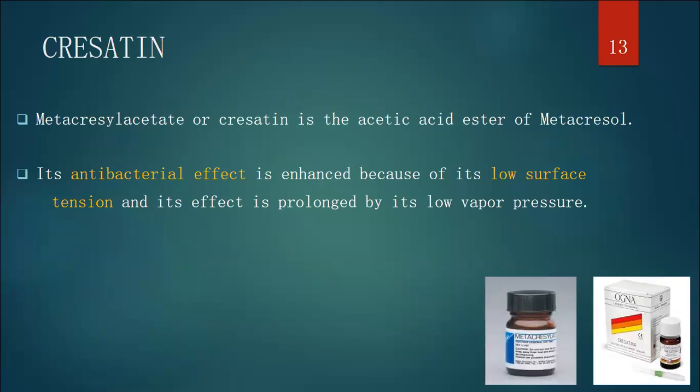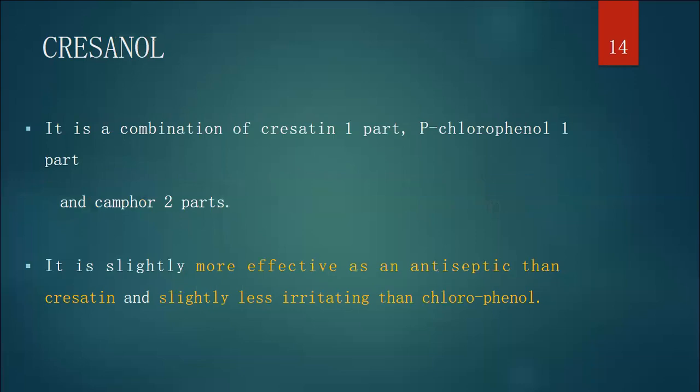Cristatin, or metacresyl acetate, is the acetic acid ester of metacresol. Its antibacterial effect is enhanced because of its low surface tension and its effect is prolonged by its low vapor pressure. Crisanol is a combination of cristatin 1 part, p-chlorophenol 1 part, and camphor 2 parts. It is slightly more effective as an antiseptic than cristatin and slightly less irritating than chlorophenol.